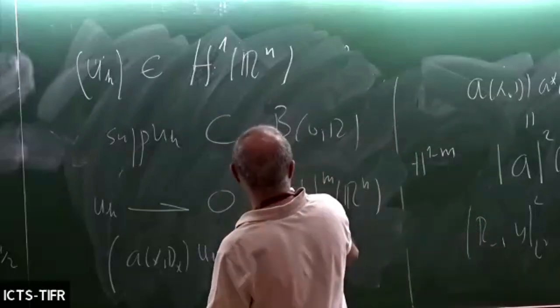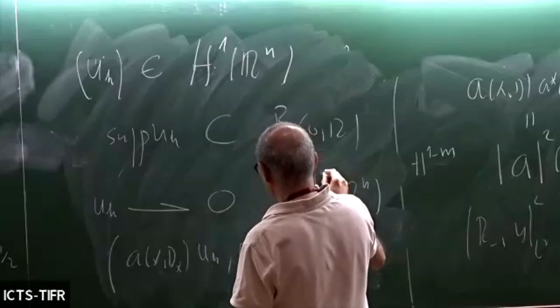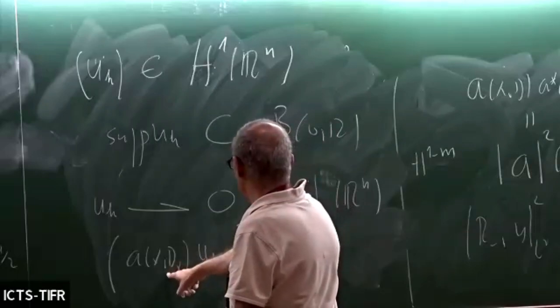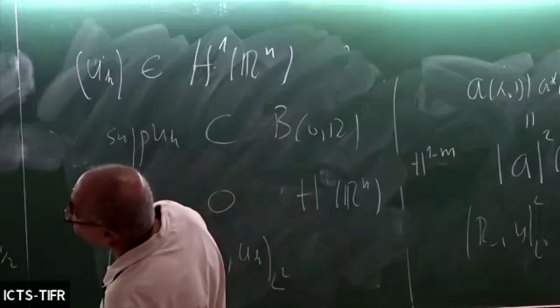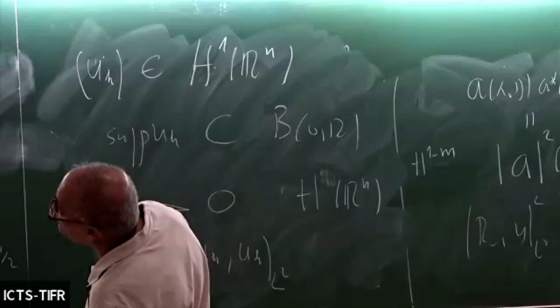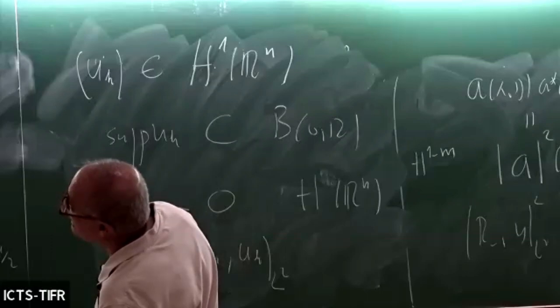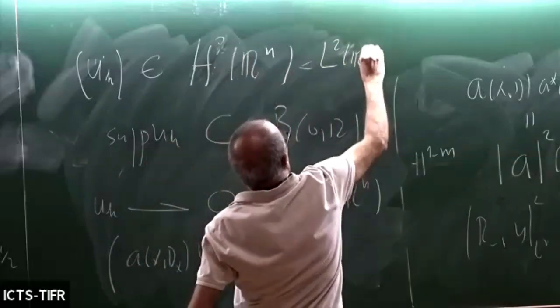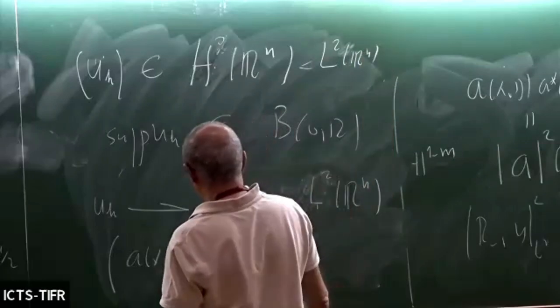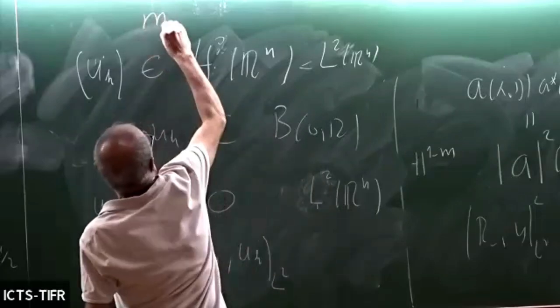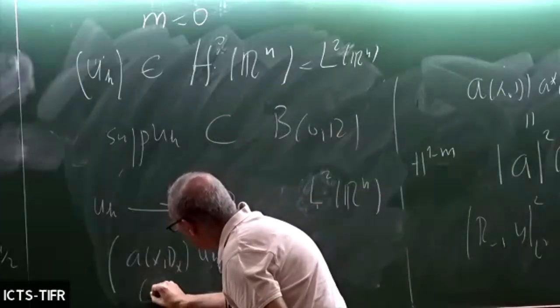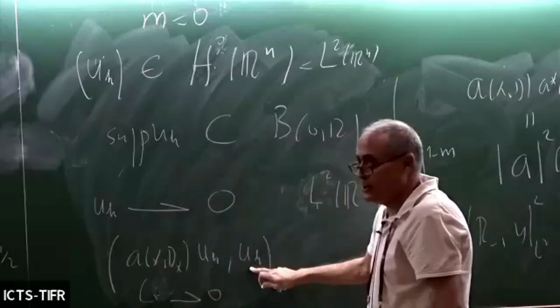So I will take A of order 0, just to simplify the situation. On L2 and M equal to 0. Voila. So this converges weakly to 0. Also for UK.